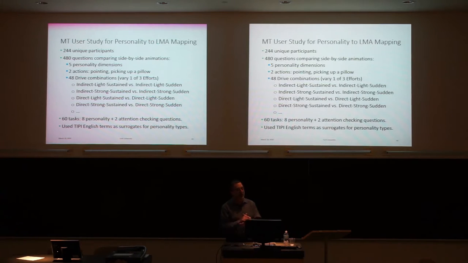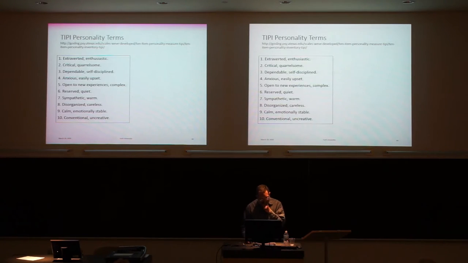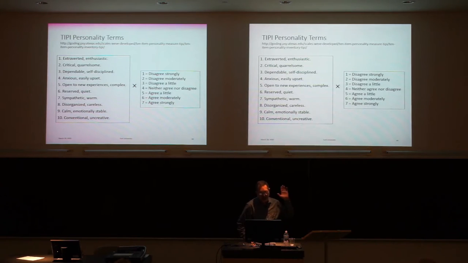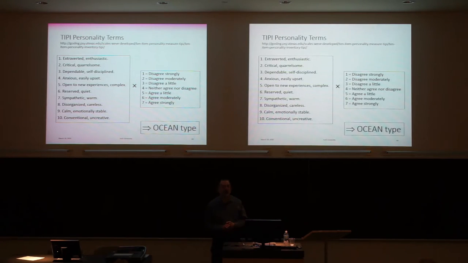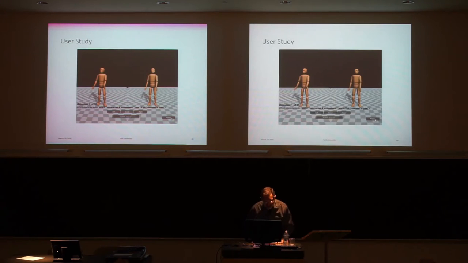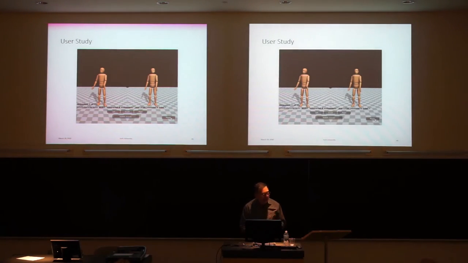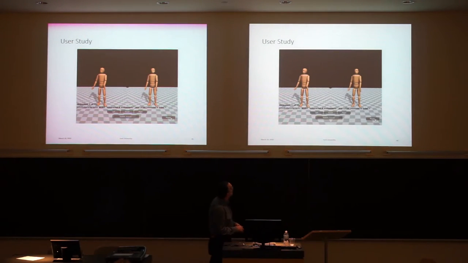Instead of the OCEAN personality parameters, we use these typical personality terms. You can go online and take this test yourself to find out your OCEAN parameters. You answer 10 questions with this Likert scale, you cross the two, and bingo, you get your OCEAN type. There's a website if you want to find it. Okay, so the user study is basically, what does it say? Which character looks more extroverted, enthusiastic, and less reserved and quiet?